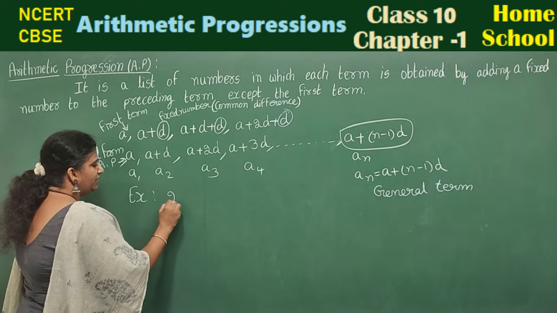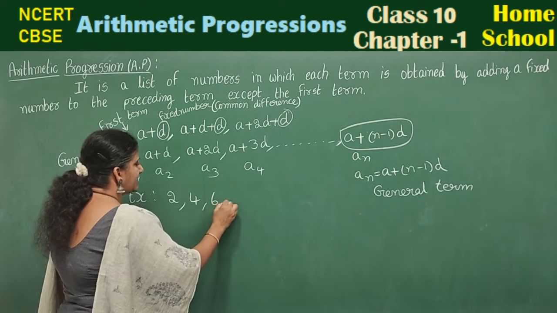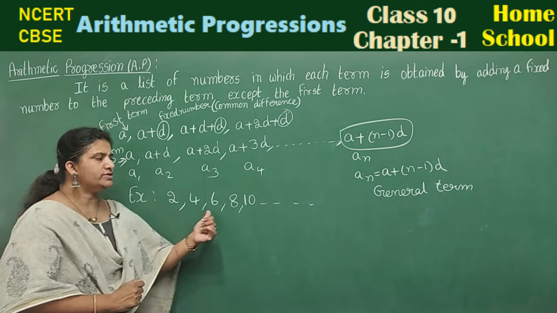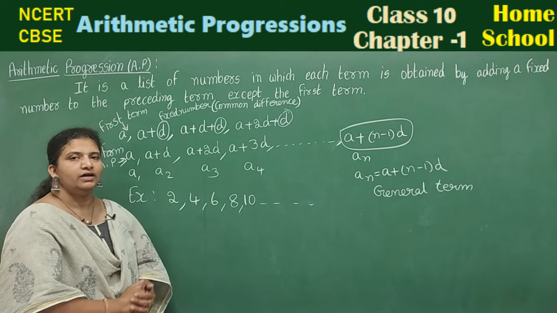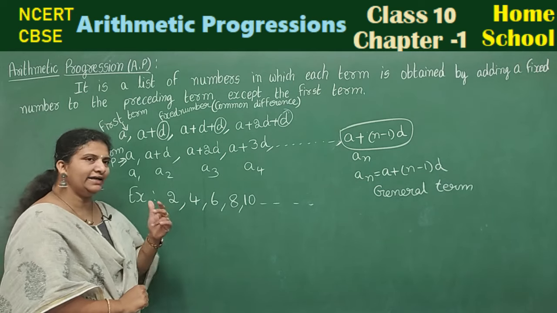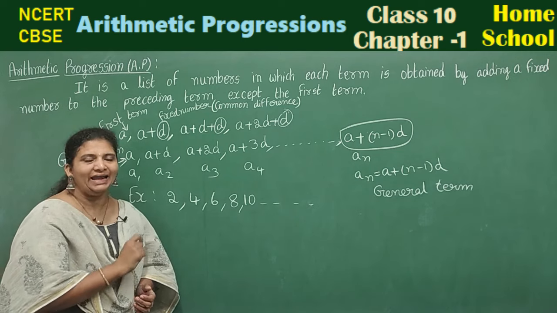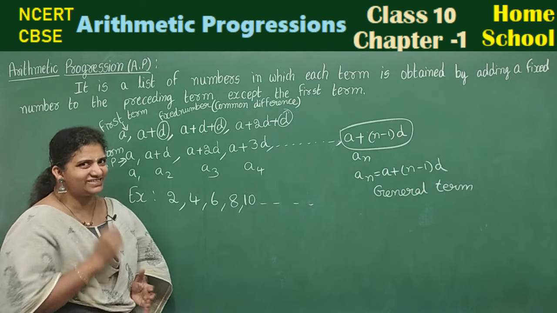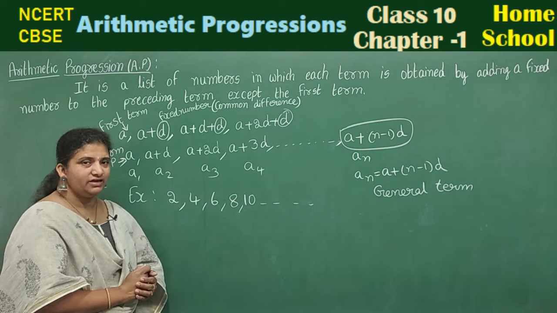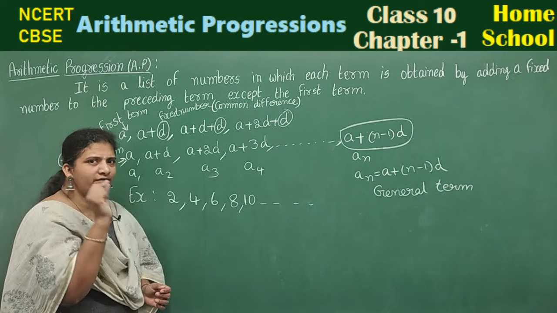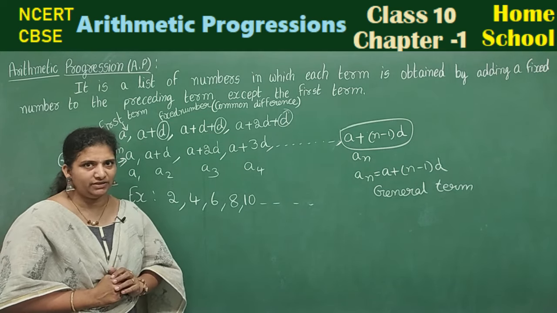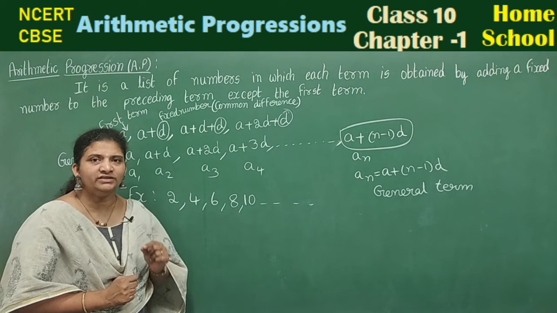Example, let me take 2, 4, 6, 8, 10, so on. It is an orderly arrangement of numbers by a definite rule. What is the rule? Adding 2 for every number, except the first term. Okay, so now is this arithmetic progression? Yes. Every number is added by a fixed number. What is that fixed number? 2. 2 is the fixed number. So that is called the common difference.